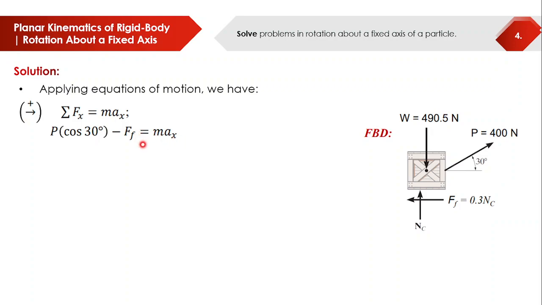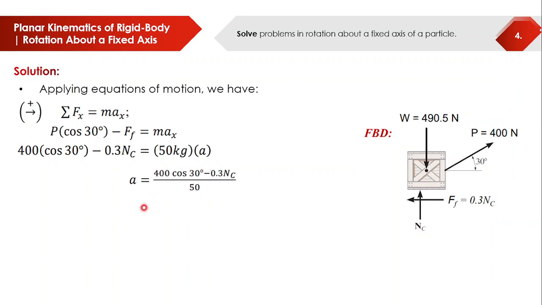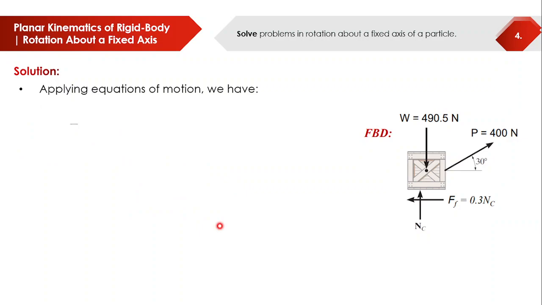Okay, so substitute the values of P and the friction force. That will be 400 cosine 30 degrees minus 0.3 times the normal component is equal to 50 kilograms times acceleration. So that will be 400 cosine 30 minus 0.3 times the normal component over 50. So that will be equal to 6.928 minus 0.3 over 50 N sub C.